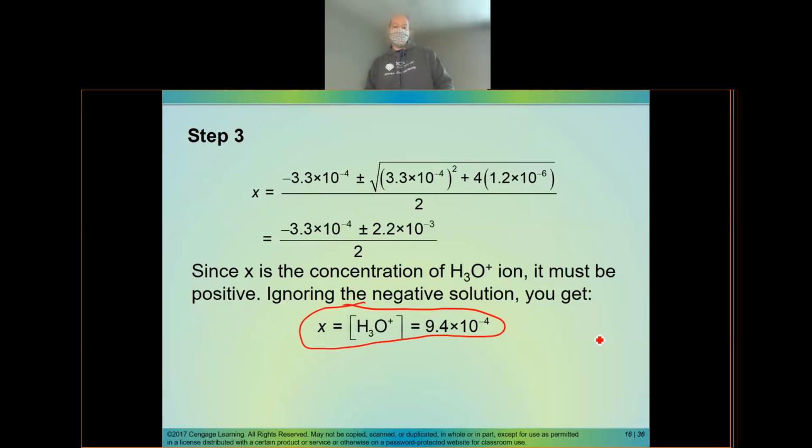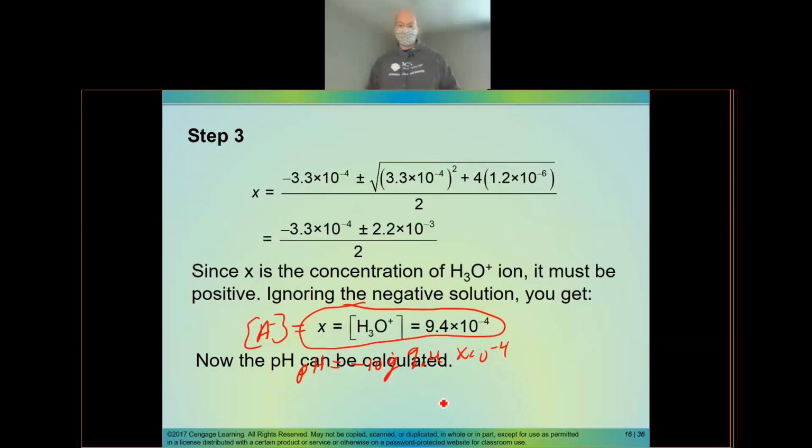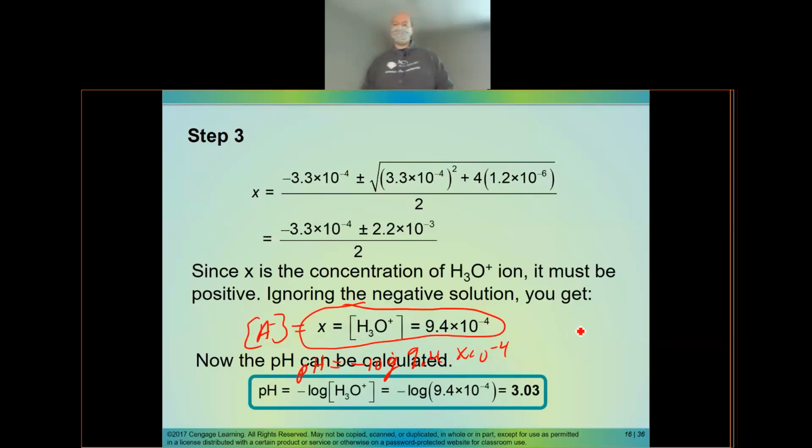So that is equal to your H plus or H3O plus. That is also equal to your A minus. And if we want the pH of this, then we need to take the negative log of that. So your pH is equal to the negative log of 9.4 times 10 to the minus 4. So that is 4, that is 10, which is almost 1. Let's see, what does that give you? 3.03. So 3.03 is your pH.